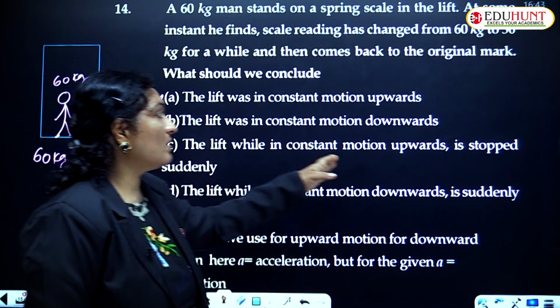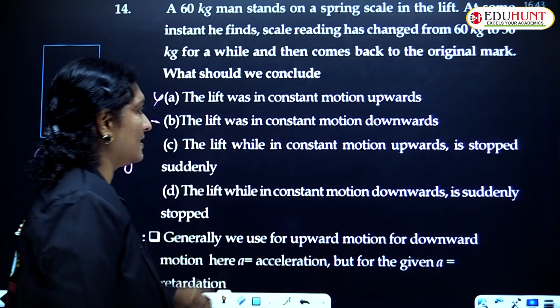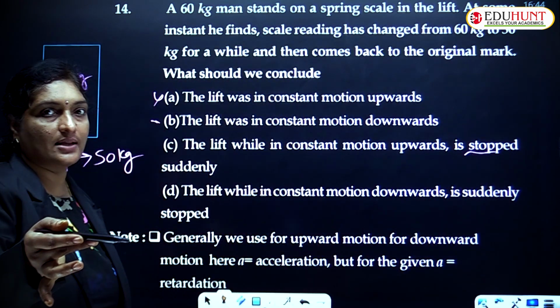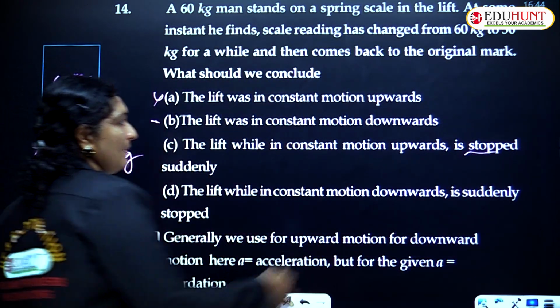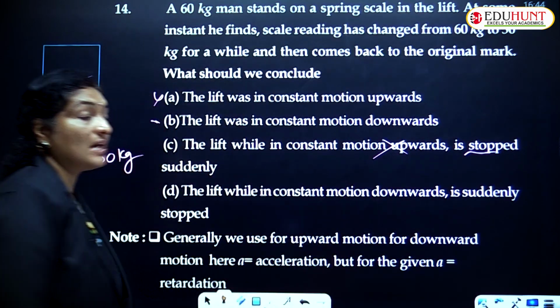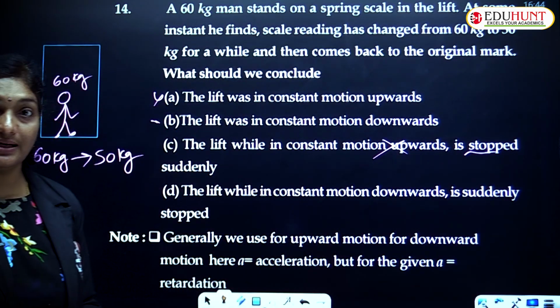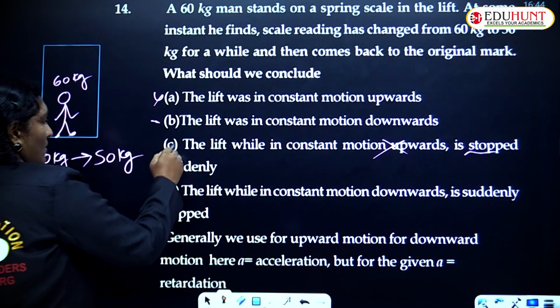The lift while in constant motion upwards is stopped suddenly. Yes, stopped suddenly. Some sudden variations are there, means there is a possibility. But I just told you that whenever it is in upward motion, the apparent weight may increase but does not decrease. So, this is also wrong.